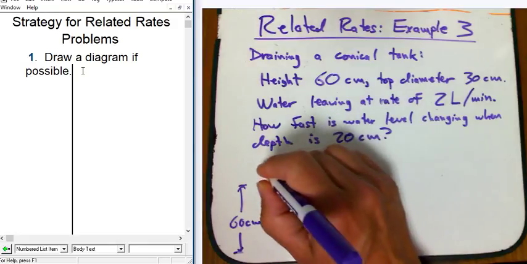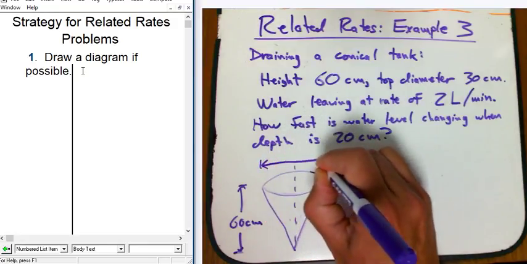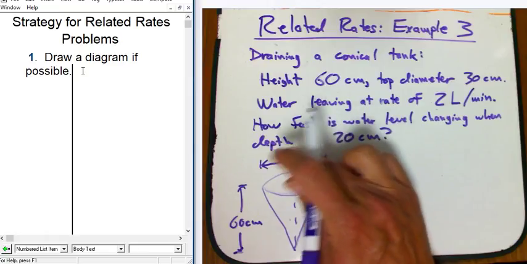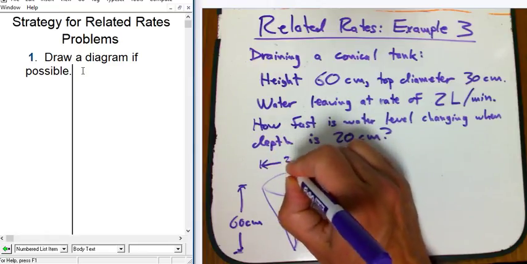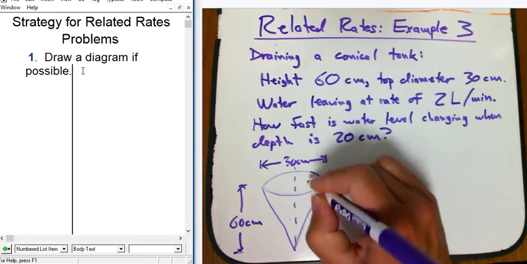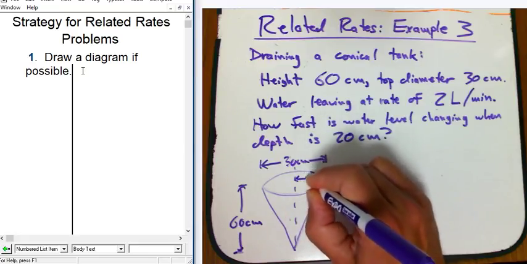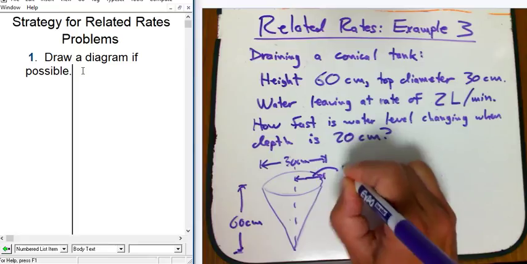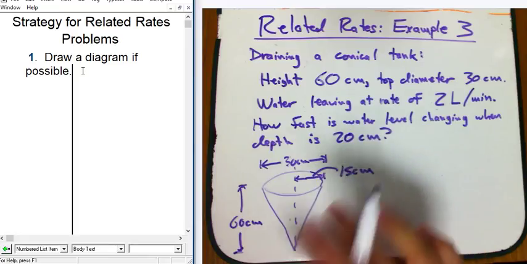And the diameter of the top, note diameter, it's a common thing that can be confusing. Diameter versus radius, that's 30 centimeters. If we need the radius, we might as well figure that out right now. That's going to be 15 centimeters. Okay, that's the whole tank.